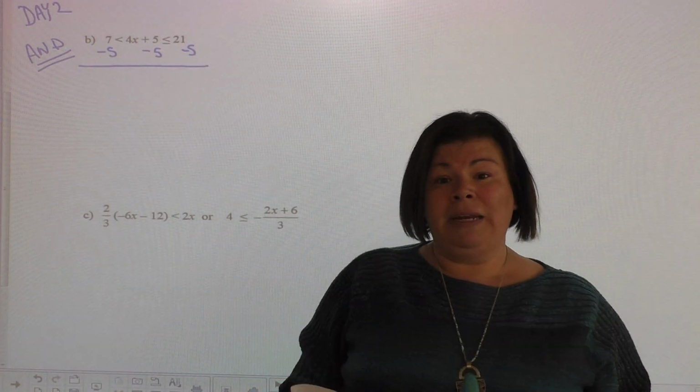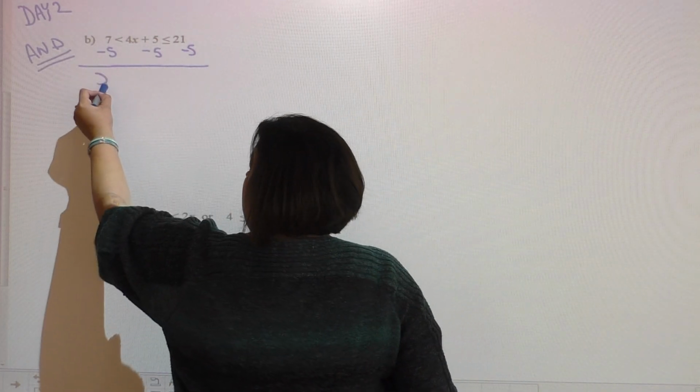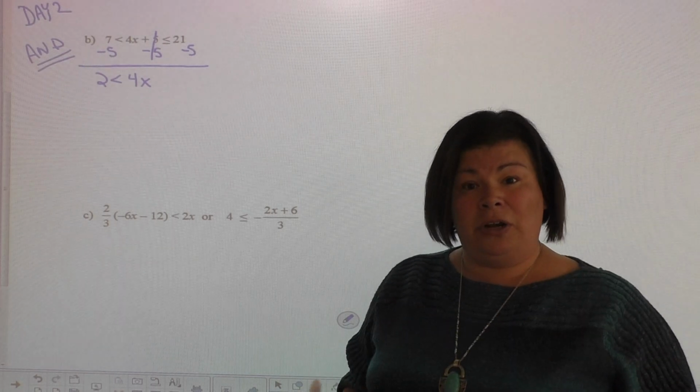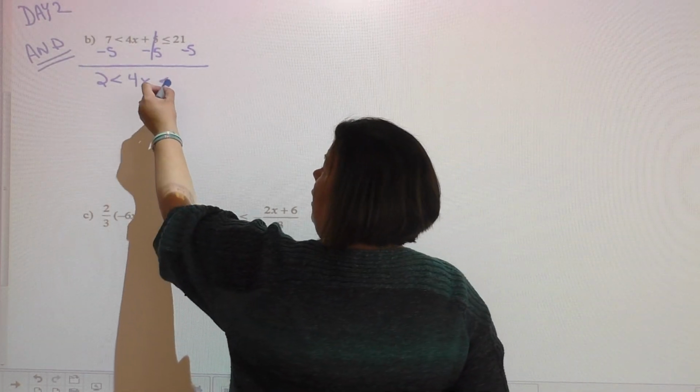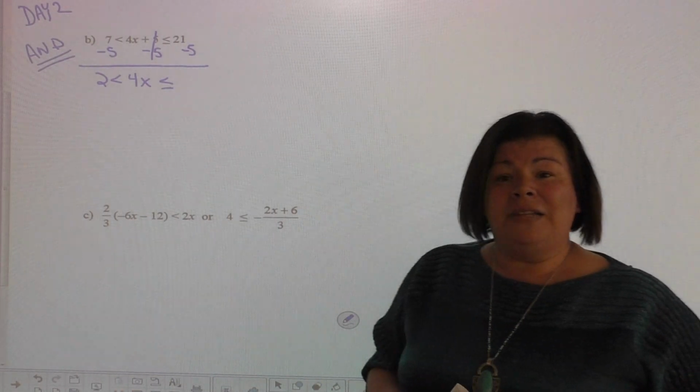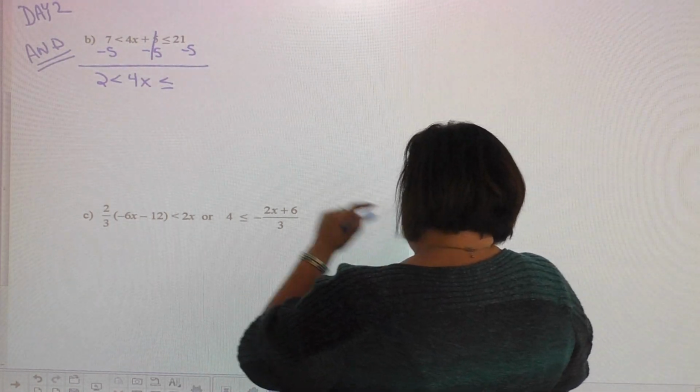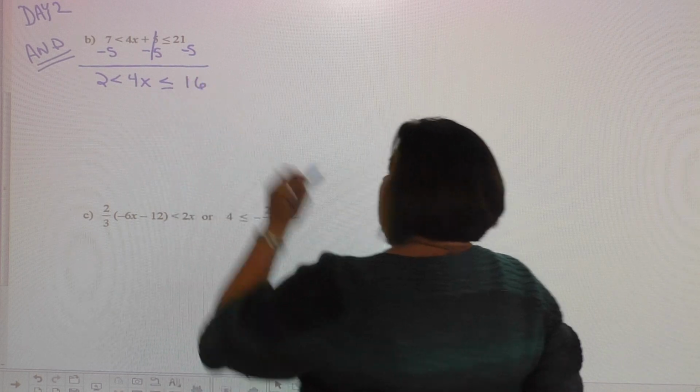So 7 minus 5 is 2, is less than 4x. The 5's canceled in the middle, which is our goal, because we're going to eventually isolate that. Is less than or equal to 21 minus 5. So 21 minus 5 is 16.